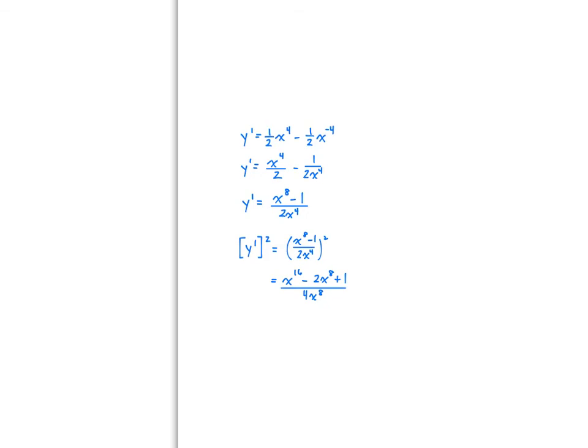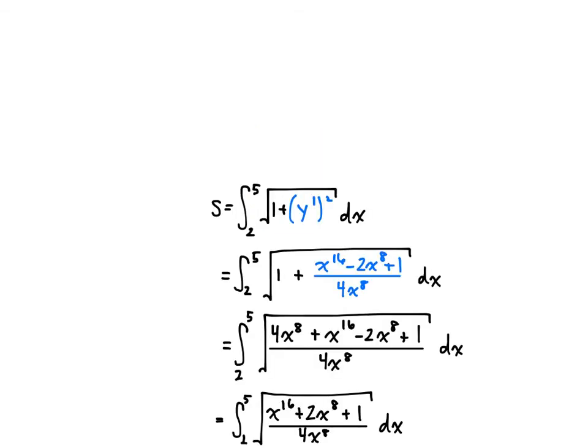Okay, so now I want you to go ahead and set up your arc length integral and see if you can work through it. And I might give you a little hint and stop you to continue. Okay, so we know arc length is equal to the integral, and this is going to go from 2 to 5, of the square root of 1 plus y prime squared. Well, we know what y prime squared is, so just substituting that in.